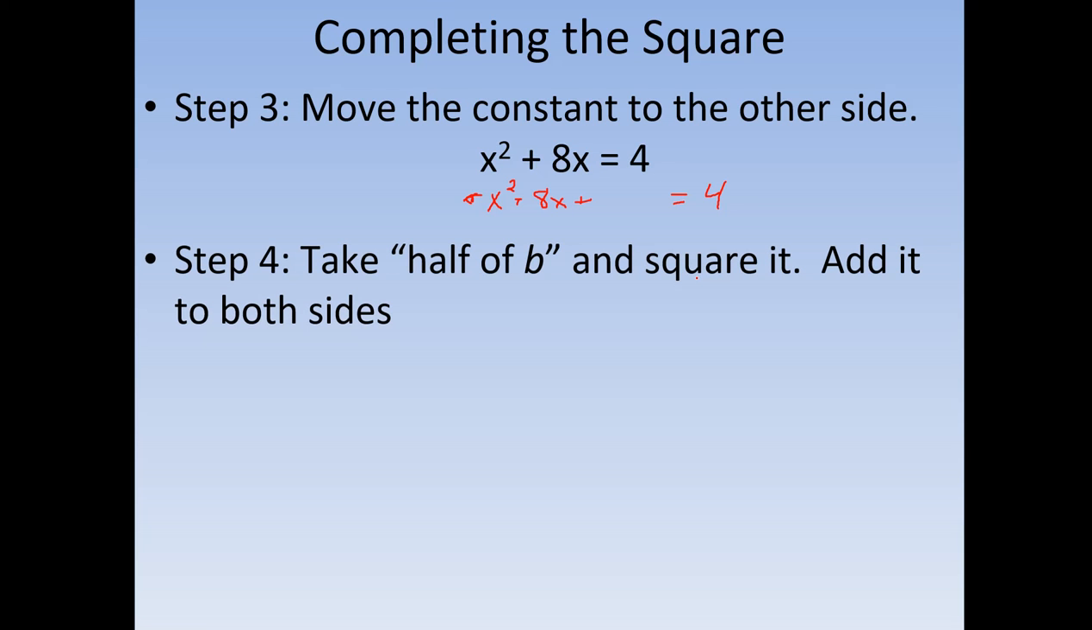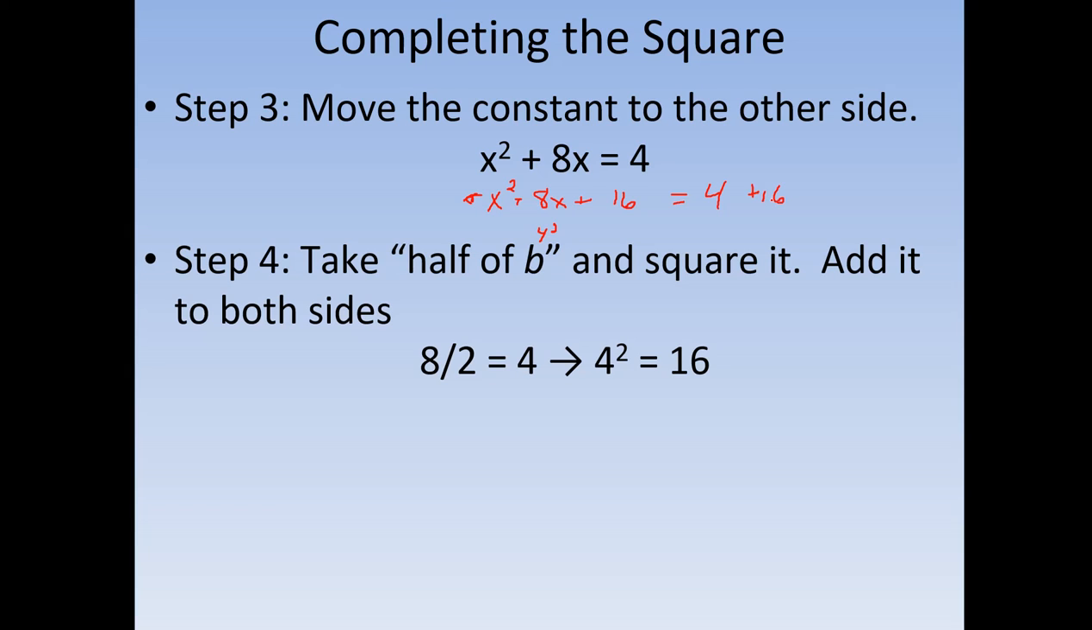Step four is where we're going to take this middle term and we're going to take half of it. So 8 divided by 2 is 4. Then we square it and add it to both sides. So 4 squared is 16. So in the space that the constant was originally in, we would put a 16 here, and then over here we'd add 16 there. Because remember, anytime you do something, you have to do it to both sides.